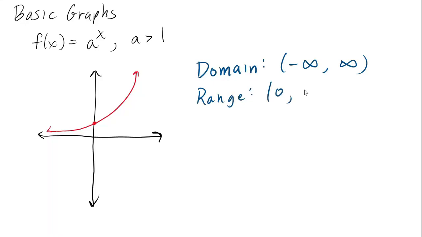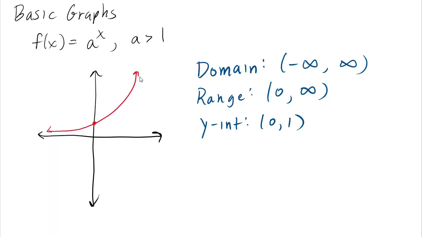We always get positive output, so the range is from 0 to infinity, not including 0. When you raise a positive number to a real number power, you're always going to get a positive result. So the range is from 0 to infinity. As such, this graph has no x-intercepts. There is a y-intercept, though, and the y-intercept will always be the point (0, 1), because when you raise a non-zero base to the 0 power, you always get 1.